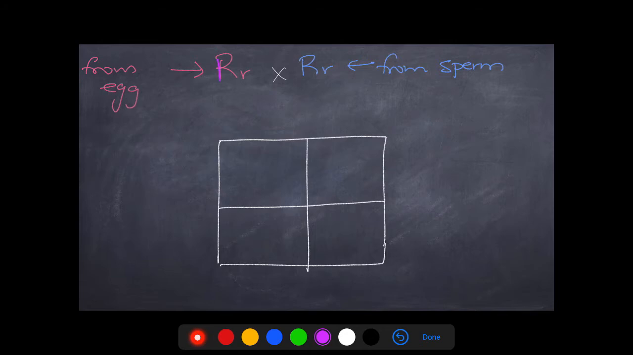So if I have, for example, this allele from the egg, and then I have this one from the sperm, let's break it down. The chance that the big R is going to go into one gamete is half. The chance that the little r is going to go into one gamete is also half. The chance that this big R is going to go into a gamete is 1/2 or 50%, and the same thing with the little r. So when I cross it, it's going to look like this.